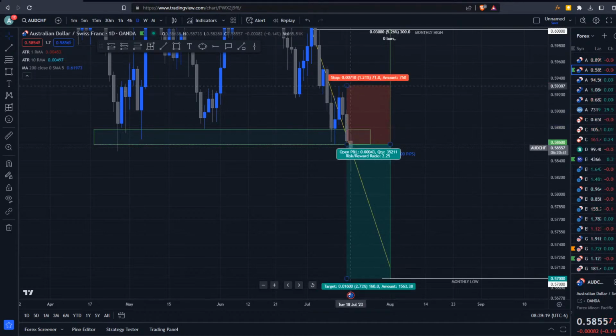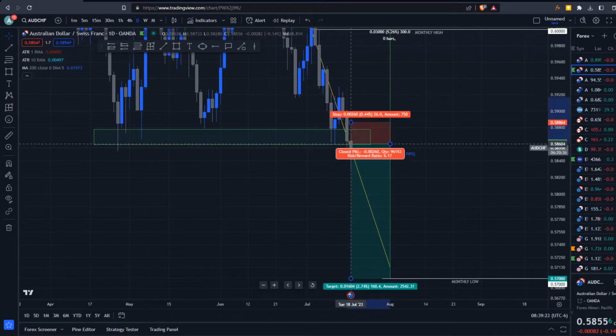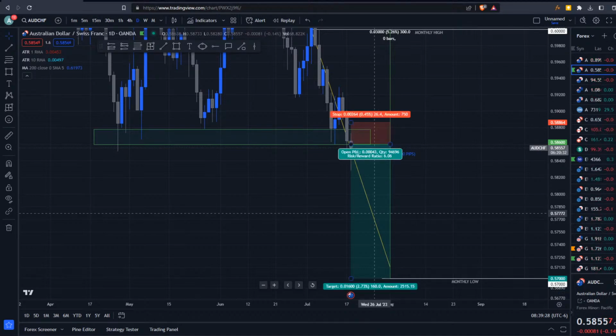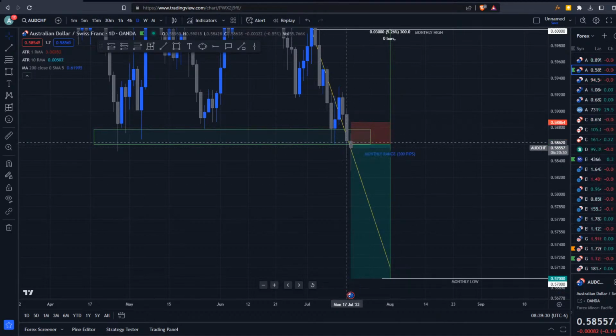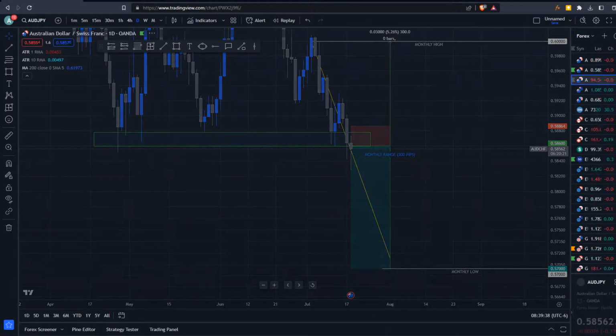This is a possible trade if you wanted to take it. Something like that. Get a 6R on it. Keep the stop above this zone. And you're good to go for that. And target this full monthly range. It's about 300 pips, that's what I'm doing.